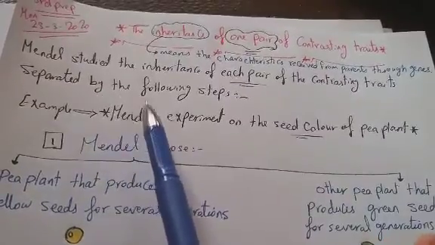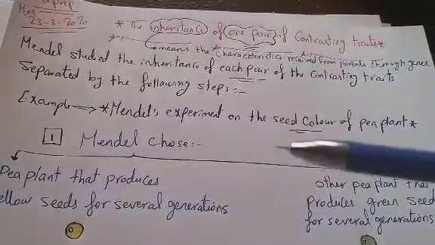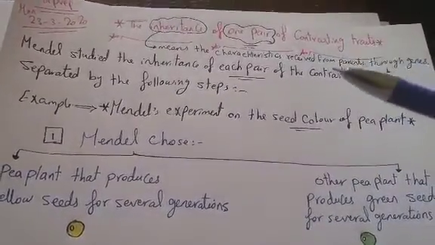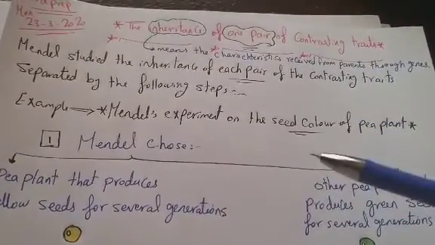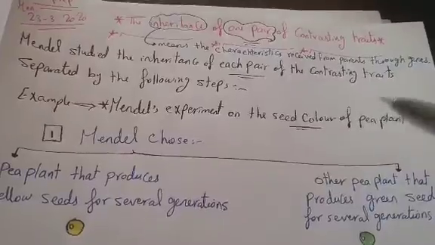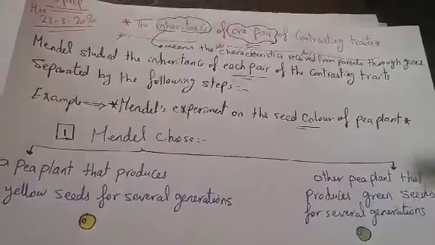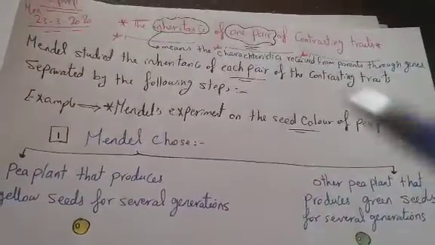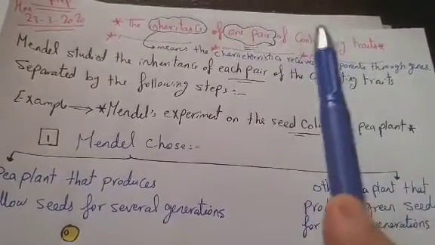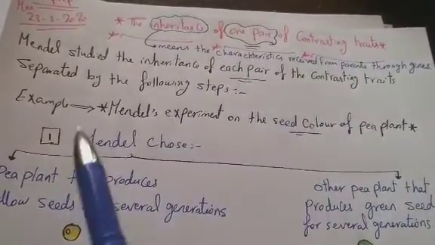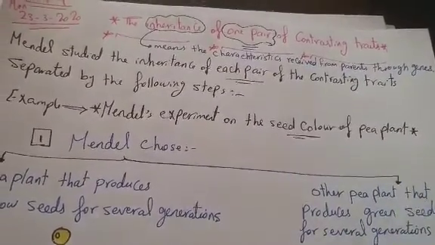Mendel studied the inheritance of each pair of the 7 traits separately by the following steps. Separately means he studied each pair of traits separated from the other pairs. For example, he studied the seed color of the pea plant, then the seed shape, then the pod color, and so on. Today, inshallah, we will take one pair as an example: Mendel's experiment on the seed color of the pea plant.